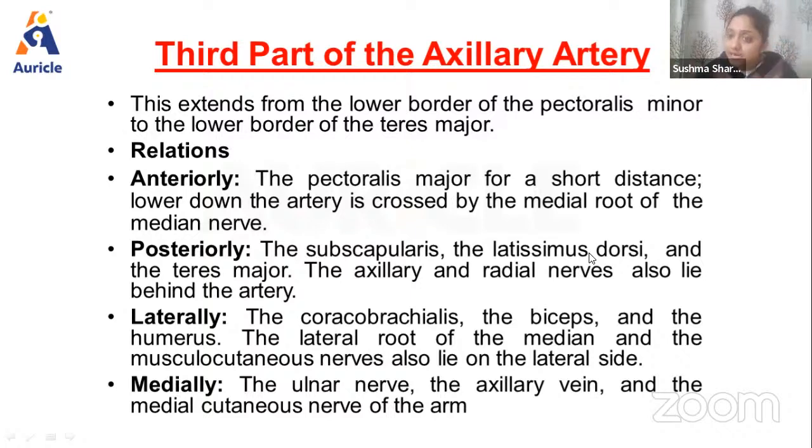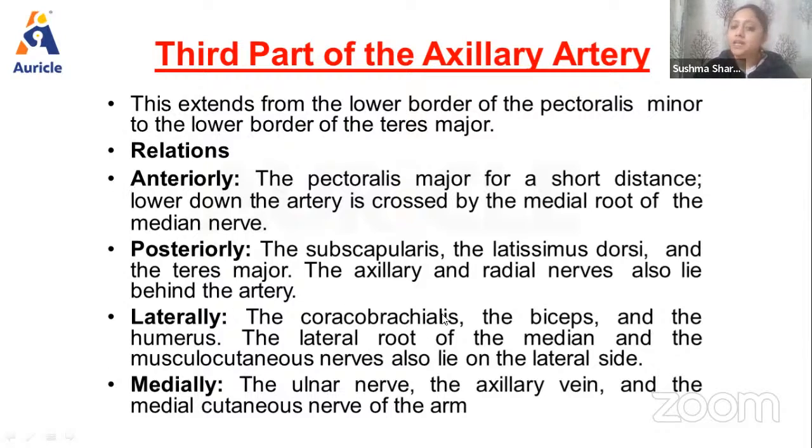Because everything is related in the human body. Nothing happens in isolation, isn't it? All you've got to do is figure out that pattern, and anatomy becomes so easy for you. All right, now let me finish the third part of the axillary artery.